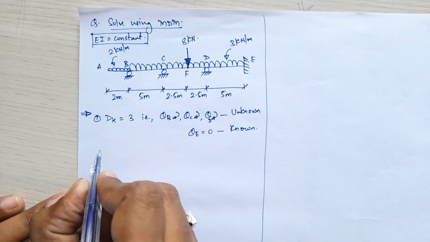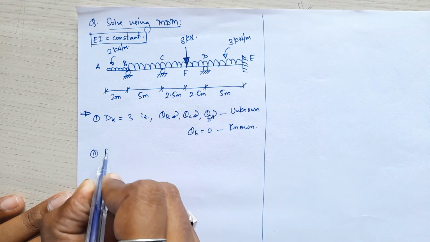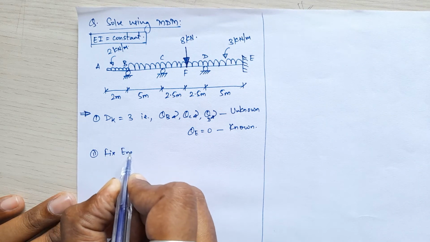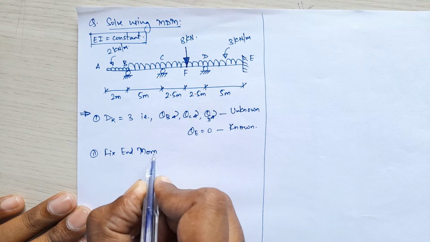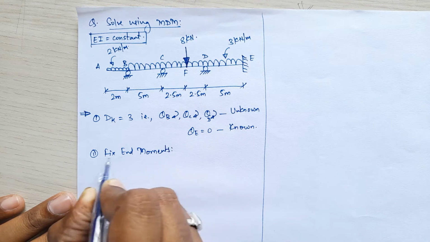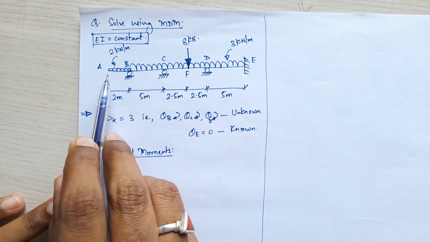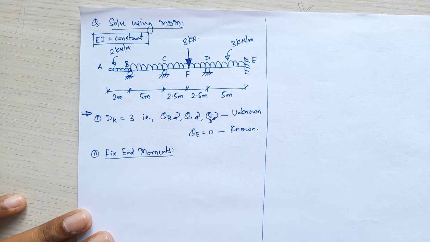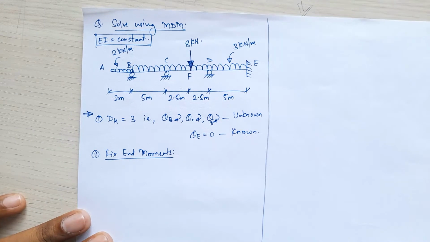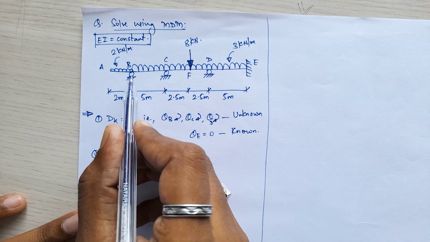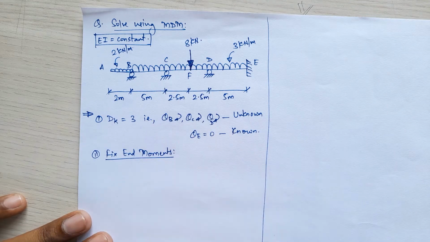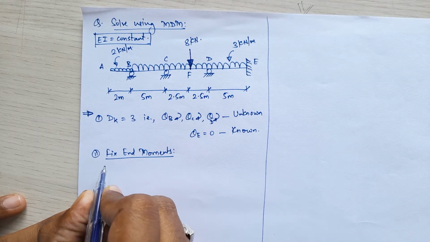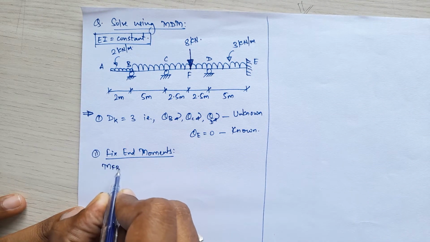Then we'll move to the second step, that is your fixed end moments. Now in this overhanging portion you are having joints B, C, D and E. A will not be treated as a joint, remember. So fixed end moments will be calculated from support to support. So first fixed end moment, that will be your MF BC.